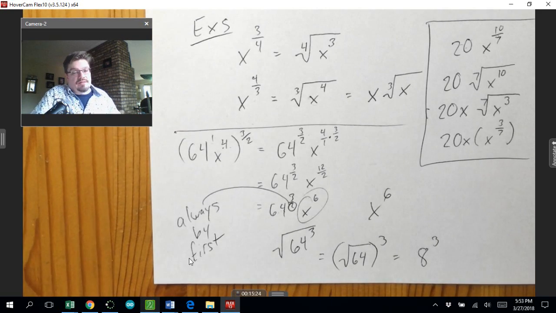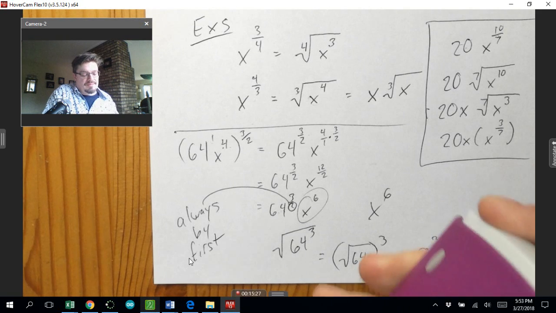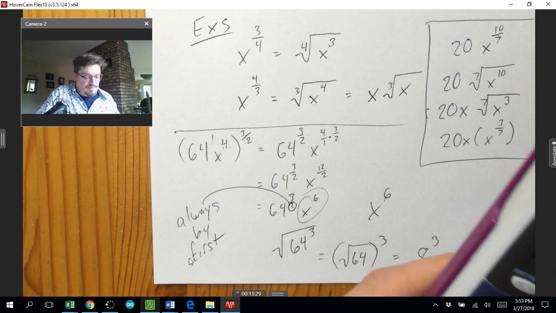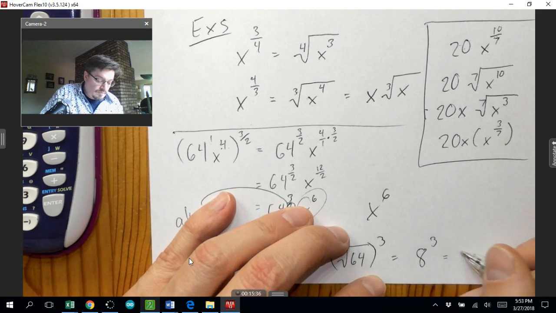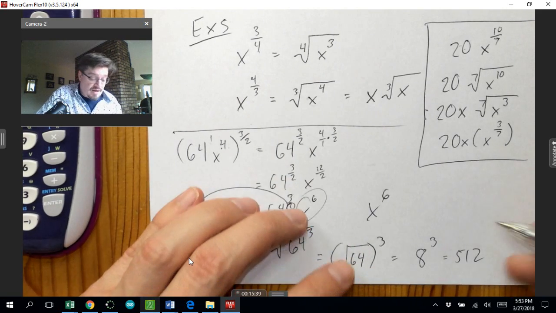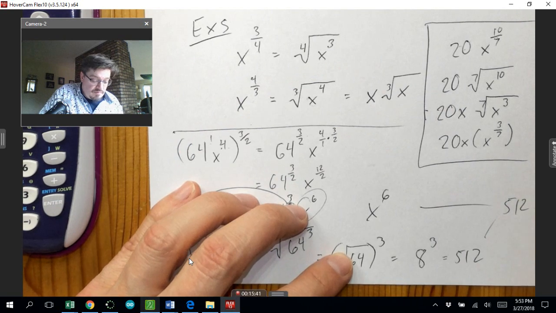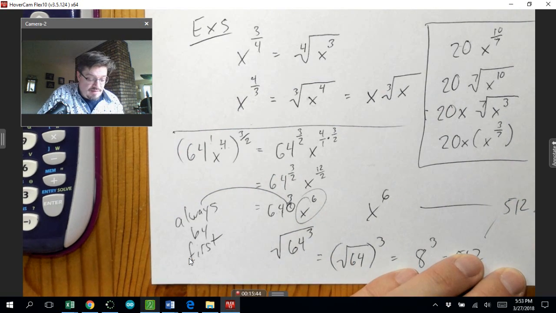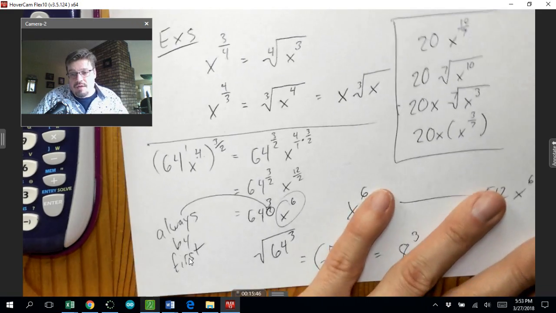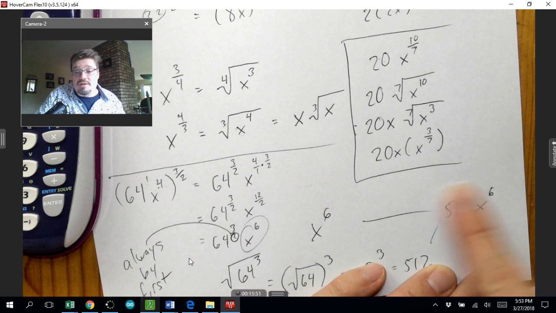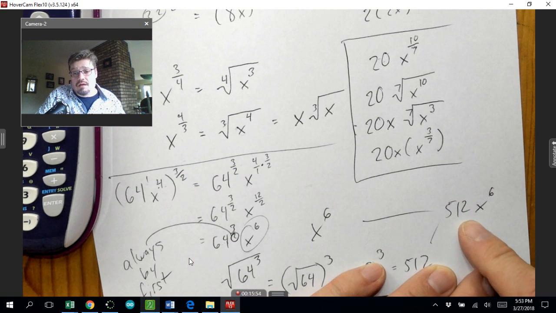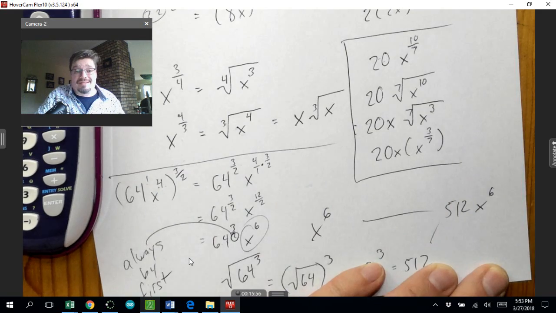And I don't know what 8 to the third power is, so I'm going to look at that real quick. 8 times 64. I could do that by hand, but I'm off the clock. So 8 to the third power is 512. So to put them together now, take your 512, put him as the coefficient, and then x to the 6, and that's it. That's how this is identical to this. And this is much friendlier. This I understand. I take 512 and multiply it to x to the 6th power. This, not so much.